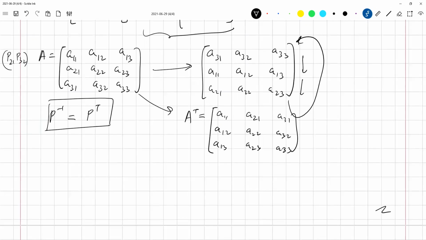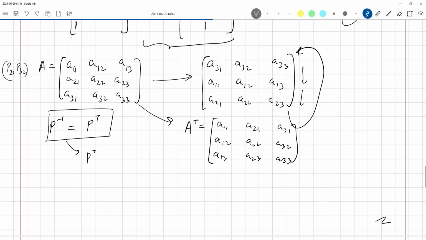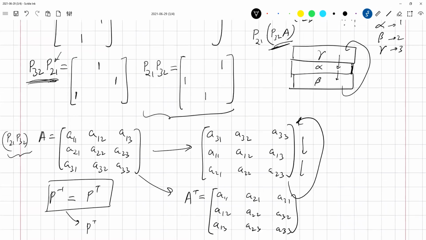Okay, so we know that P inverse is equal to P transpose. Okay, so what is the good thing about that? We don't have to calculate the inverse. We can just do the transpose and we'll get the inverse. So now let us try an example to show that this is indeed true. Let us use the same thing, P21 into P32. Okay, so let me erase this.